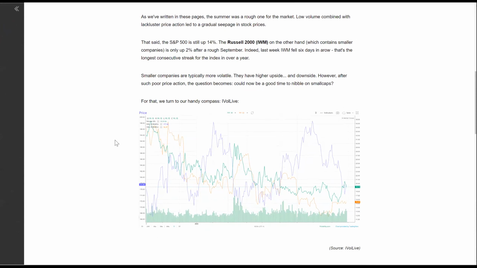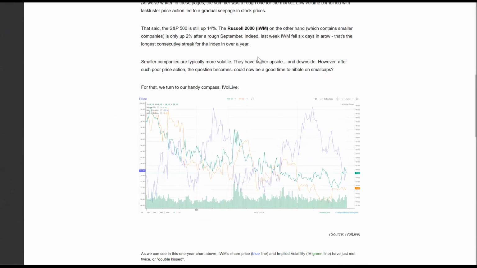We'll actually use that in today's example, because again, I like showing how all of this dovetails together, right? The Russell 2000 dovetails with the research we were doing within IVolLive, which then leads to an actionable trade we can make on the Russell 2000. And to analyze that, we need the P&L calculator, so we know our risk reward.